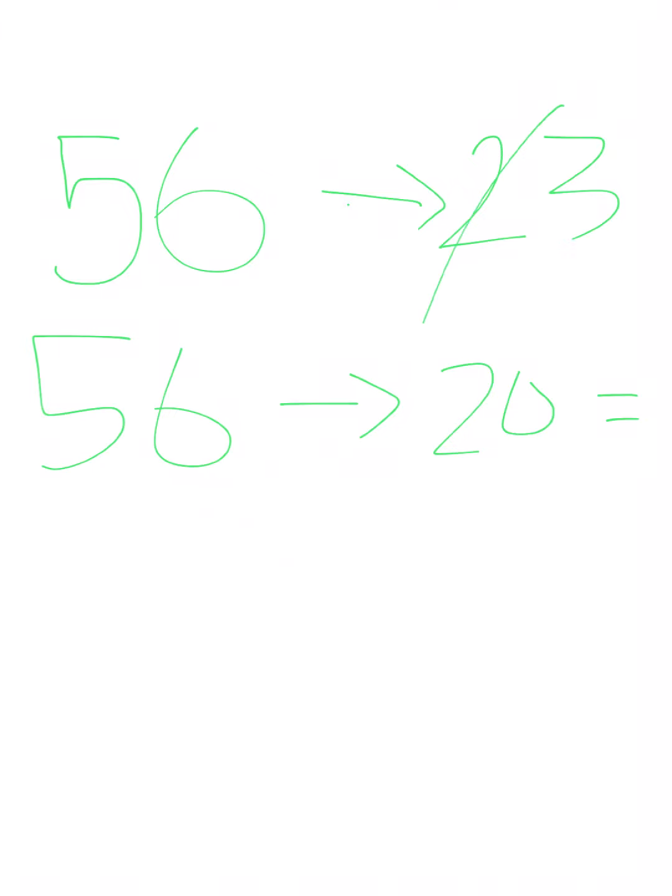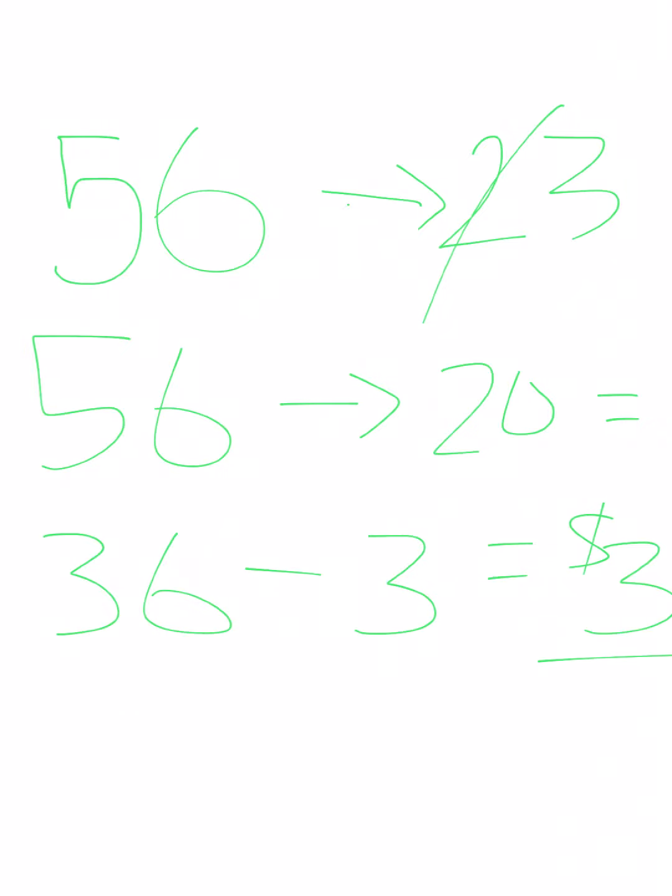I still need to pay him $3, so 36, and I take off the $3, leaves me with $33 in my wallet. I keep the first number whole, no splitting. I pay him the $20 and then I pay him the $3. Now it's your turn.